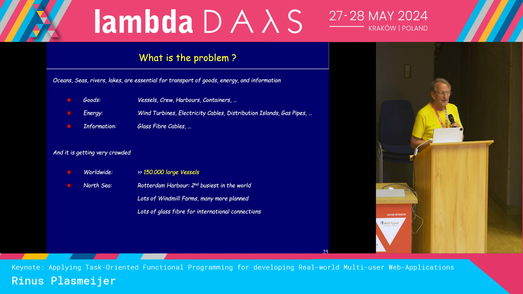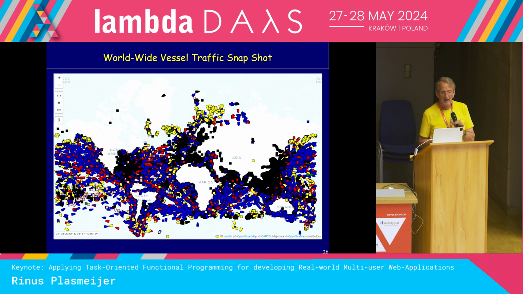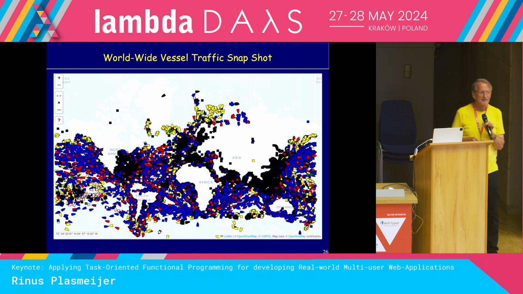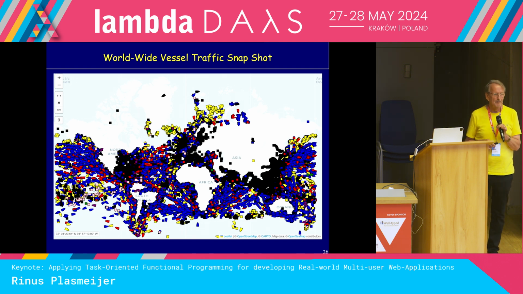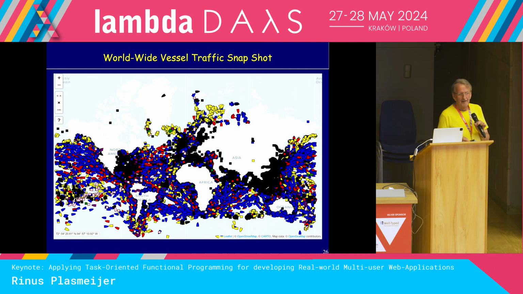It's also very crowded. Worldwide, you have more than 150,000 vessels, which are large vessels. It's not the little boats, but the large ones. We have the North Sea with the Rotterdam harbor, which is one of the busiest harbors in the world. We have lots of windmill farms in the North Sea, and lots of fiber-optic cables. Here you see a picture of these 150,000 vessels, just a snapshot we made. There are so many that you need to zoom in to see something. Otherwise, you just see lots of icons.